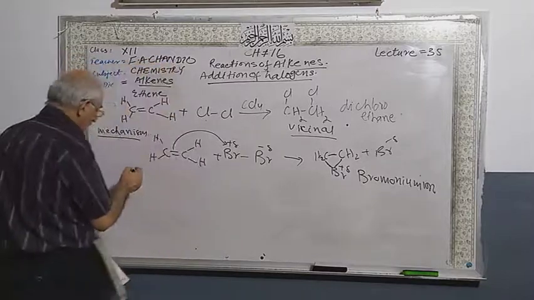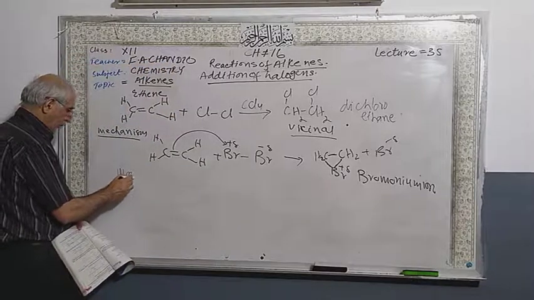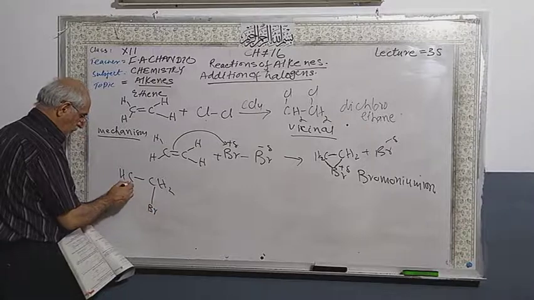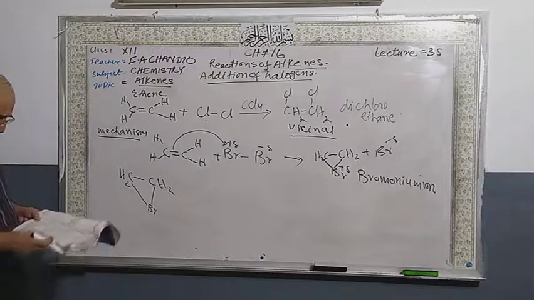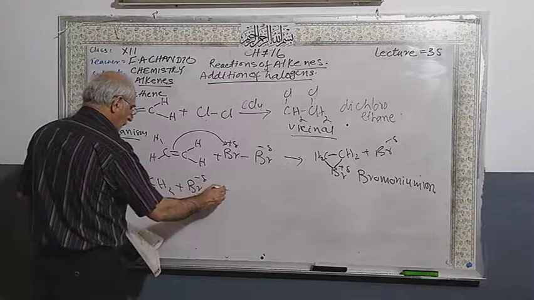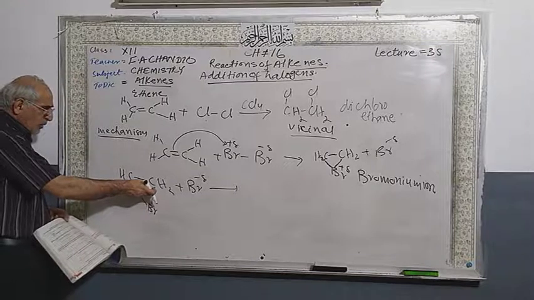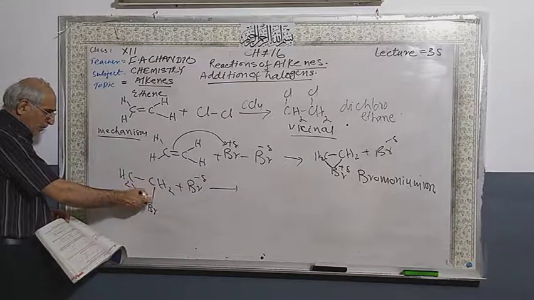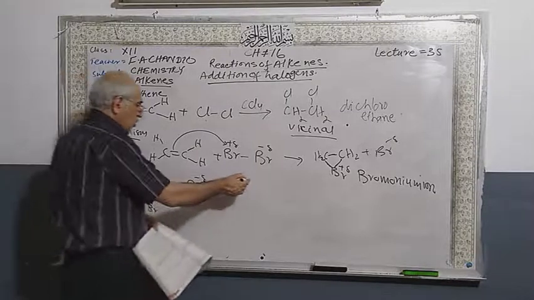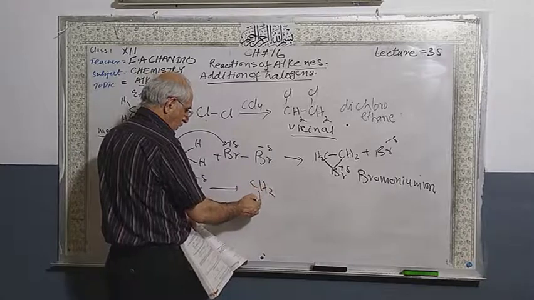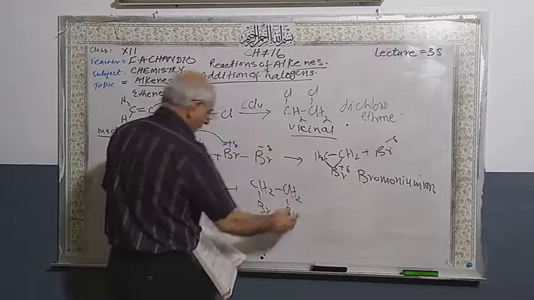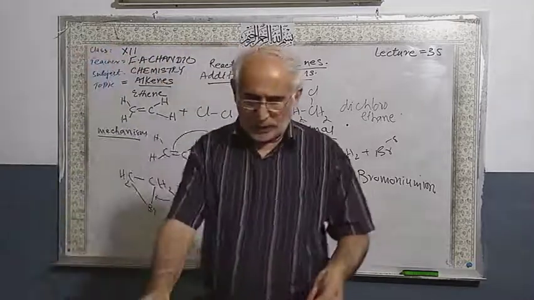In the next step, in this bromonium ion, one of the bonds is going to be broken down. If I break this bond here, the bromide is going to be attached here. So you will get again a vicinal dibromide, 1,2-dibromoethane.